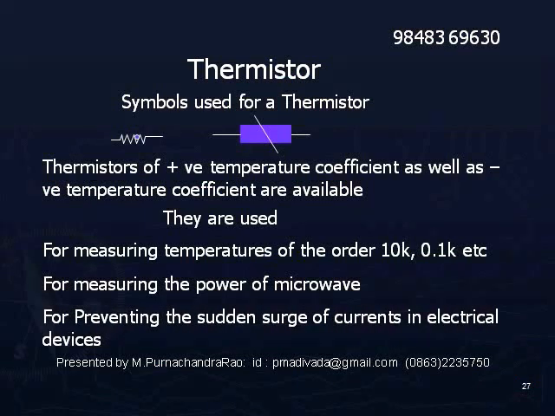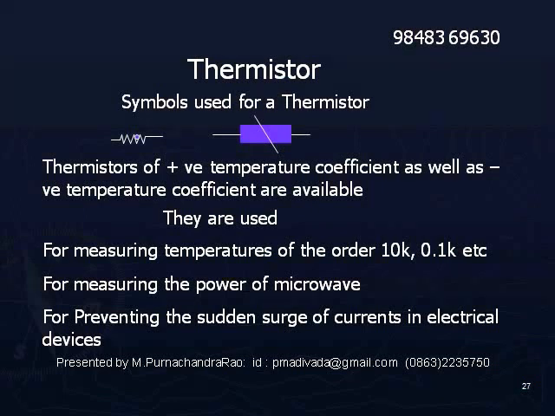Thermistors are used in measuring very low temperatures, of the order of 10 kelvin, 0.1 kelvin. They are also used to measure the power of a microwave. The power carried by a microwave can be measured using thermistors.